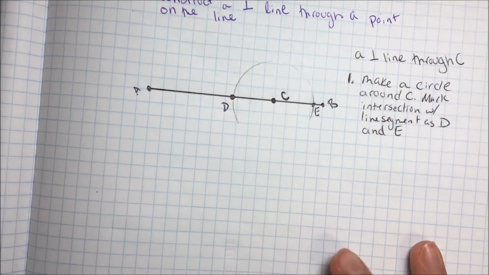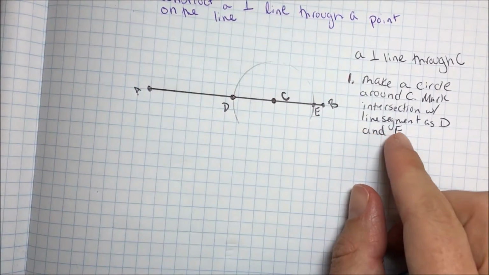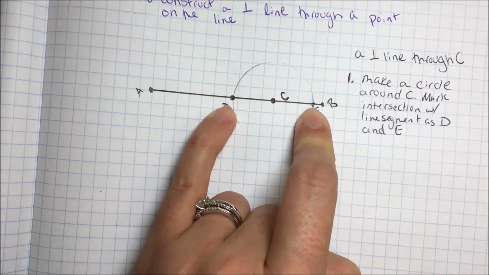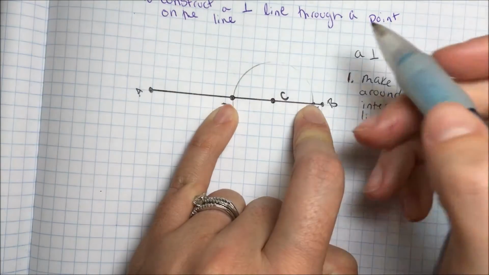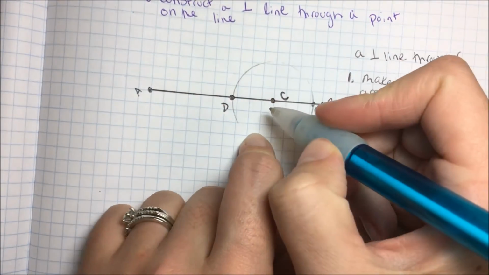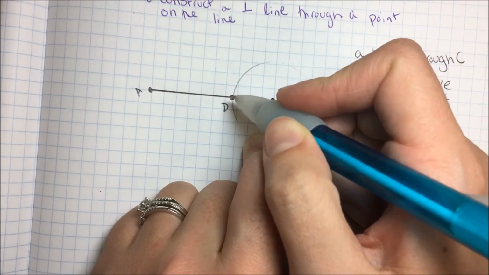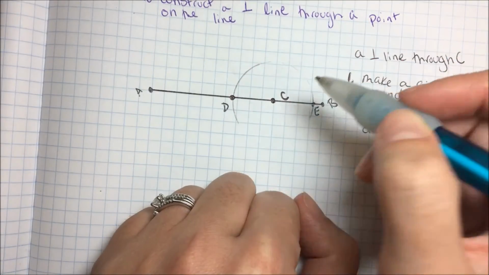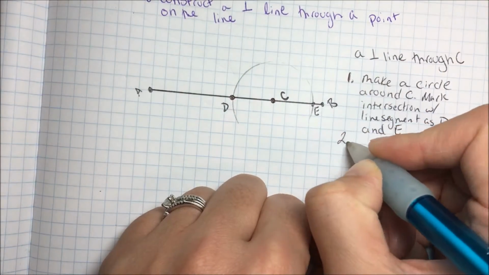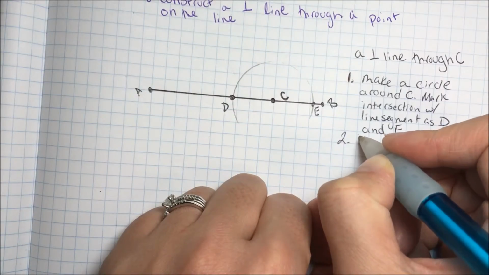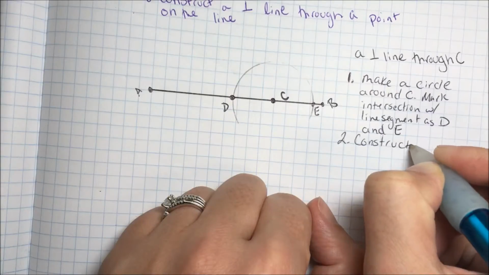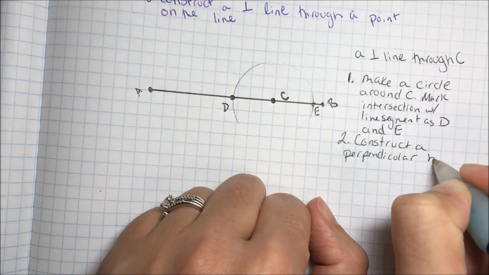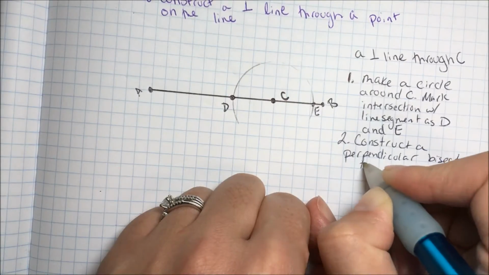So I made a circle around C, and I marked the intersection with the line segment as D and E. So now I have this line segment DE, and I know that C is the center of this line segment because I know that all radii of circles are equal. So CE is equal to CD, because both are radii for the circle I constructed around C. So now I'm going to construct a perpendicular bisector to DE.